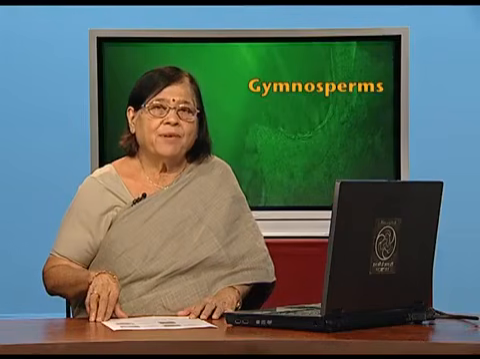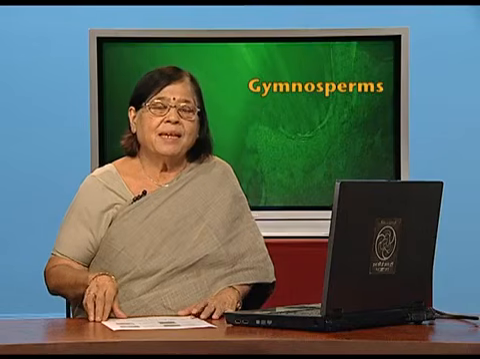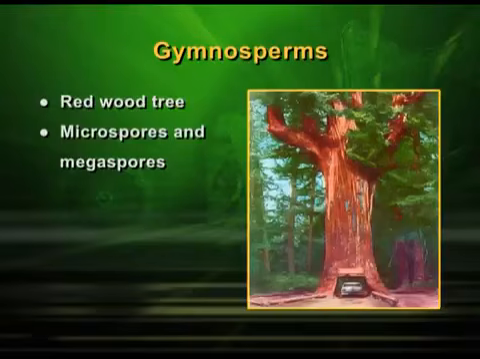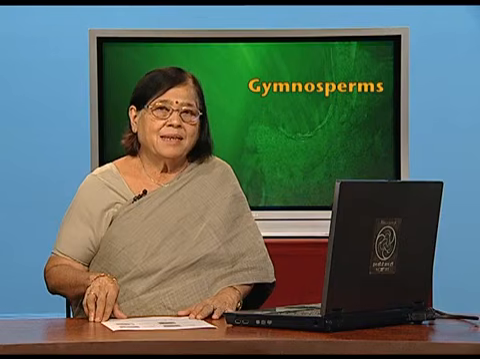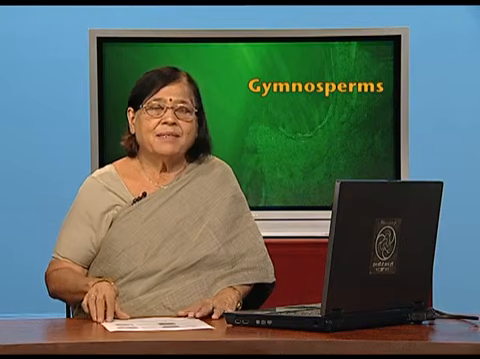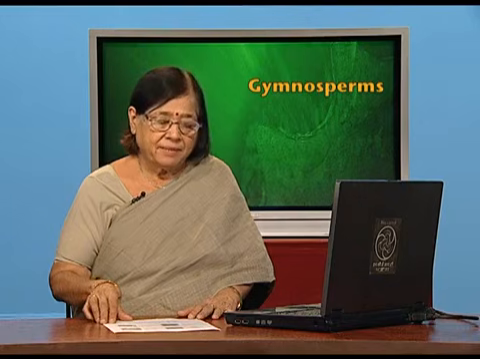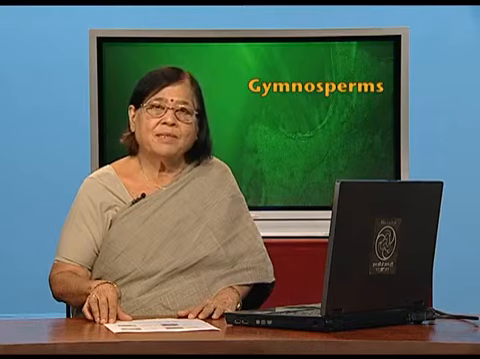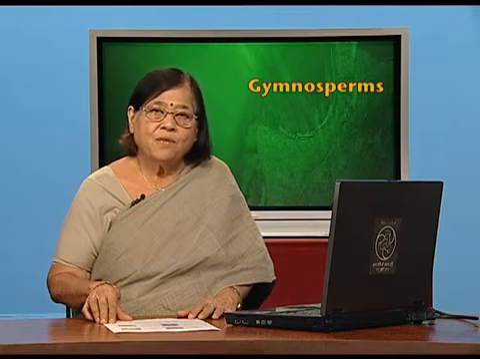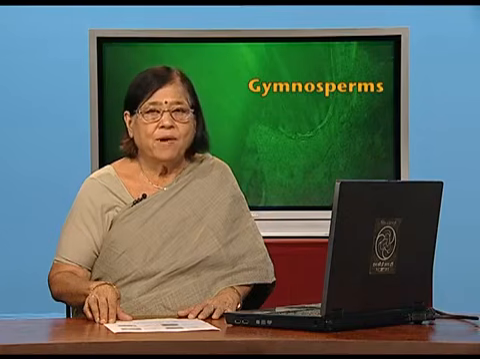Coming to the reproductive part of this category, gymnosperms. It produces microspores and megaspores. That means sporangia is there. These spores are present in cones. The spores are of different sizes. They are male spores and they are female spores. The male spore is of course pollen grain, the female is going to be ova.